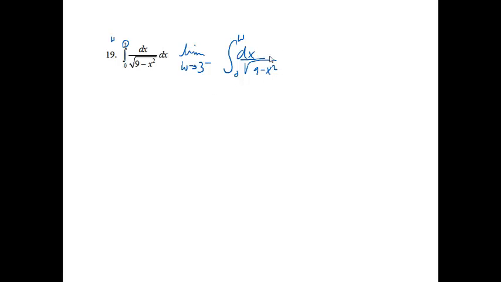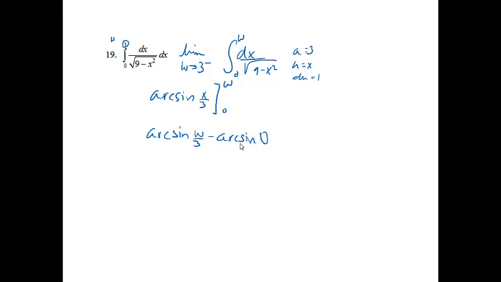All right, I notice that is an arc sine problem. My a would be 3, my u would be x, my du is dx. We're all set to go. So this is going to be arc sine of u over a, so x over 3, and I get to evaluate it at 0 and at w. So this one is going to be arc sine of w over 3 minus arc sine of 0. And I know that the sine value equals 0 at 0. So this is simply the arc sine of w over 3.